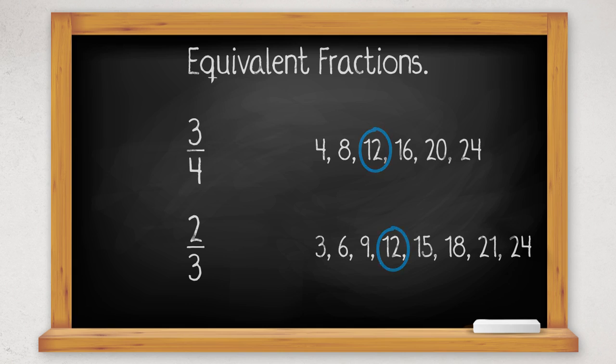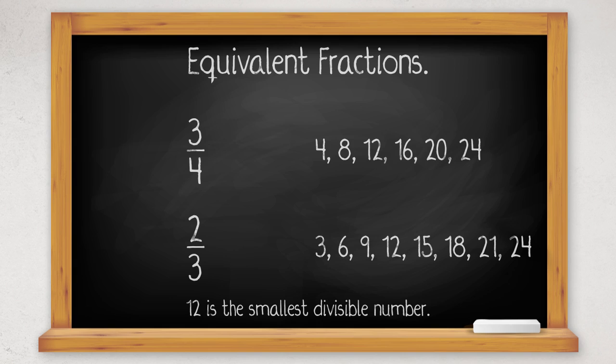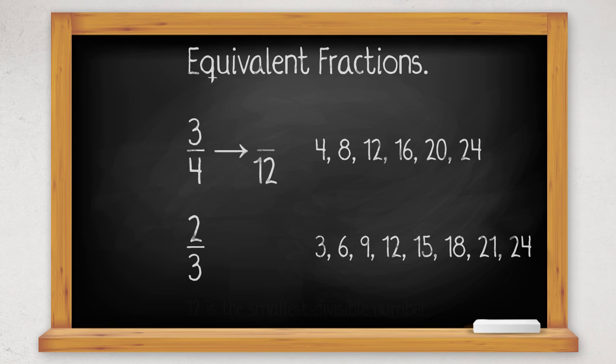12 is in both lists, so is 24. But we really want the smallest of these numbers, so 12 would be the new common denominator. So I'm going to write 3/4 as something over 12. And I'm going to write 2/3 as something over 12. I now need to find the new numerators.